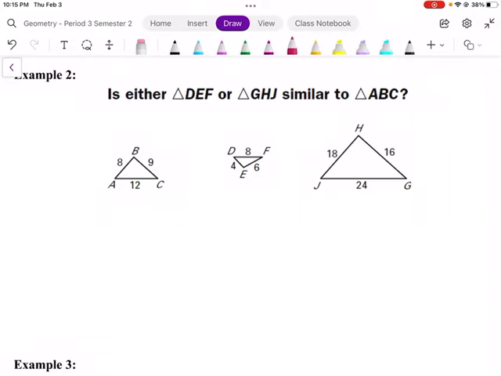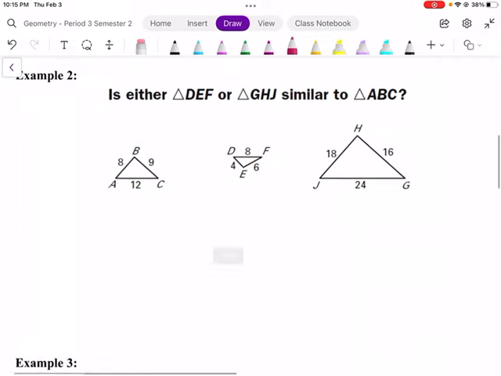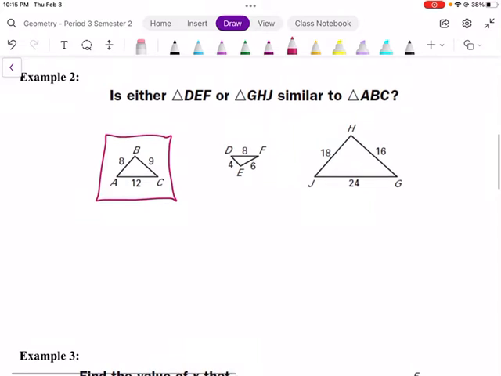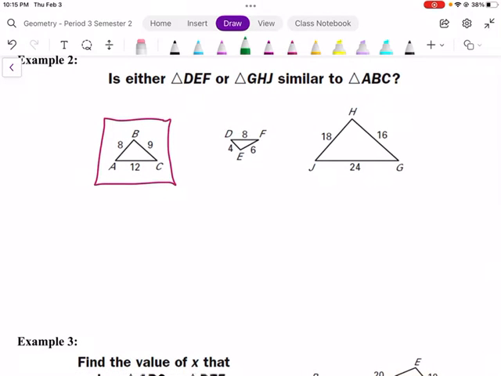Next, we are going to try to determine whether or not triangle DEF or GHJ are similar to triangle ABC. So we're comparing both of them to this triangle. So we're going to start with triangle DEF and ABC. When we're trying to compare the two, I always recommend circling the smallest side on the triangle and putting a square around the largest. And then doing the same thing in our second triangle.